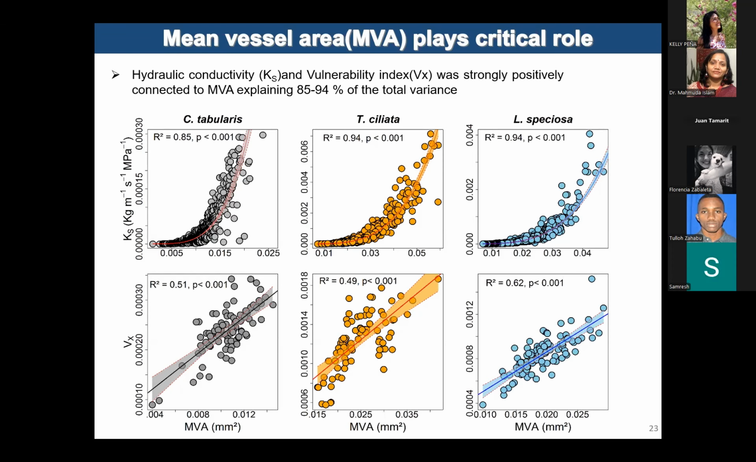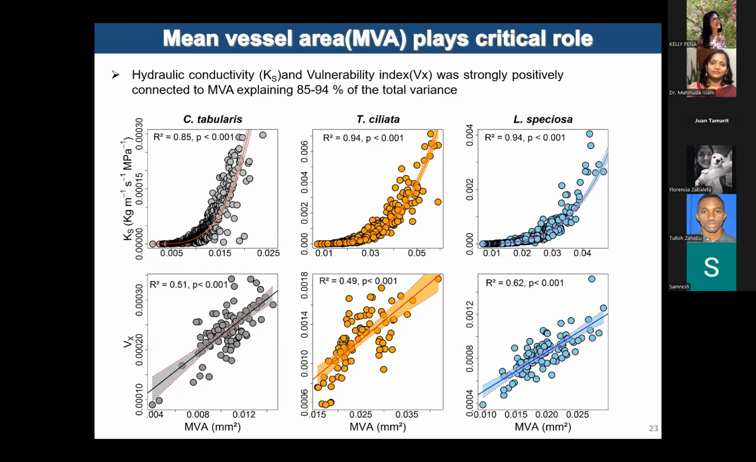Vessel density is on the x-axis, and on the y-axis there is the diameter. DH means hydraulically weighted diameter. In this case, these 3 lines represent 3 species. Gray represents Cicratia tabularis, orange represents Toona ciliata, and blue represents Lagerstroemia speciosa. And the overall relationship is inverse. That means when vessel density is higher, the diameter is small.